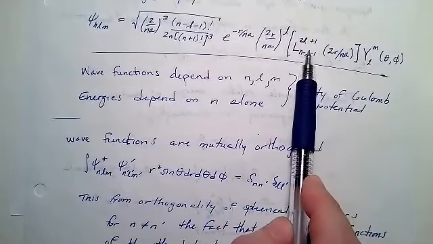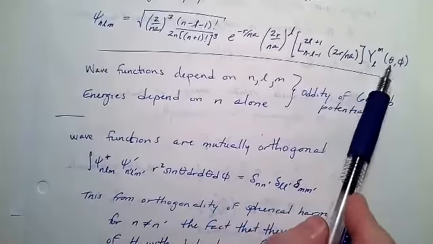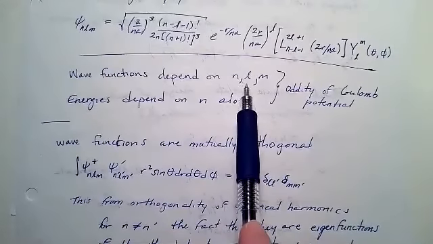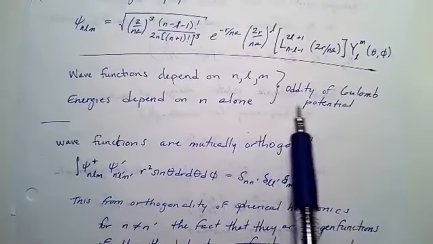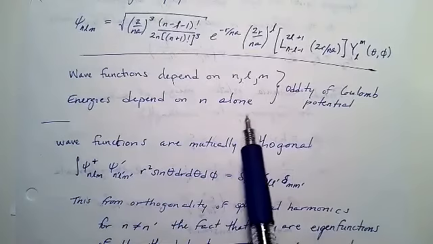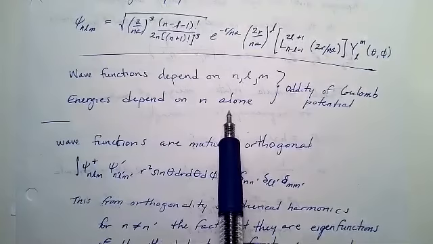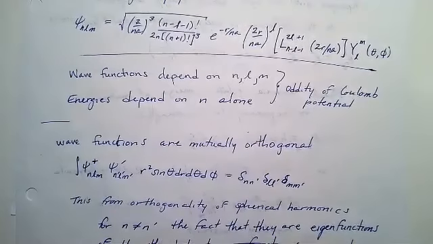So there are polynomials within this solution. There are polynomials within this solution as well. So your wave functions depend on n, l, and m. That is an oddity of the Coulomb potential, that the energies only depend on n alone, right? So that is kind of interesting.